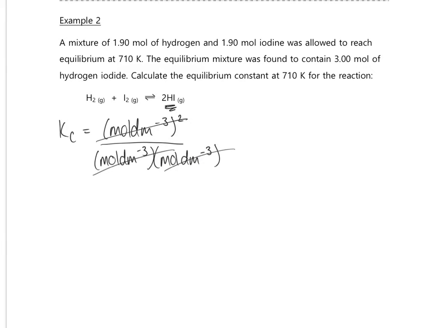But what would have been a quicker way for me to do that? To see that there's no units? So our balancing numbers are equal on both the left hand side and the right hand side. If that's the case, then your Kc is going to have no units.